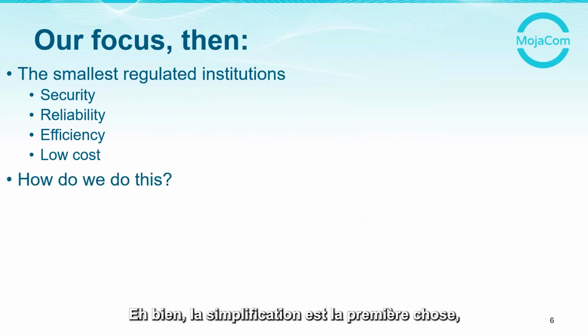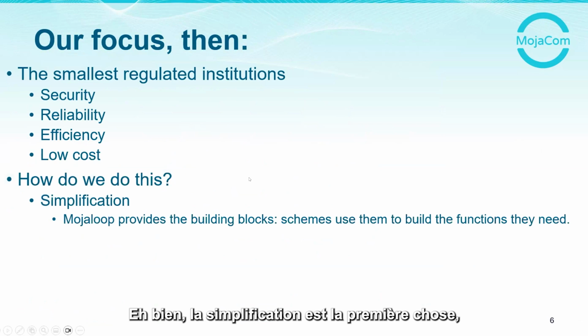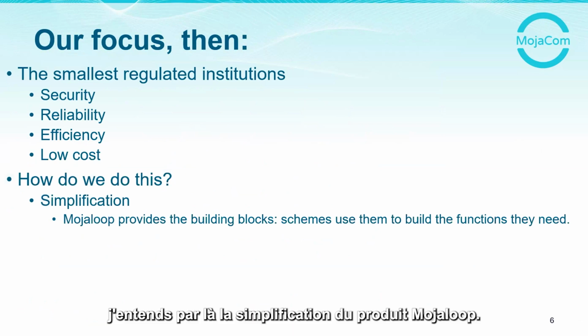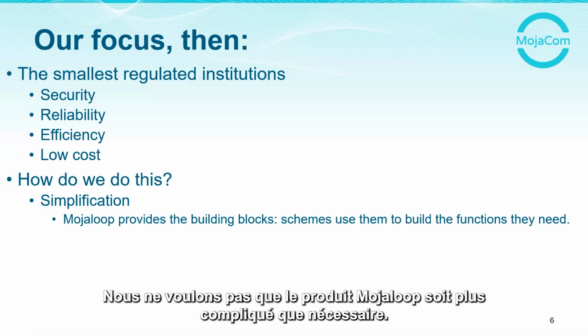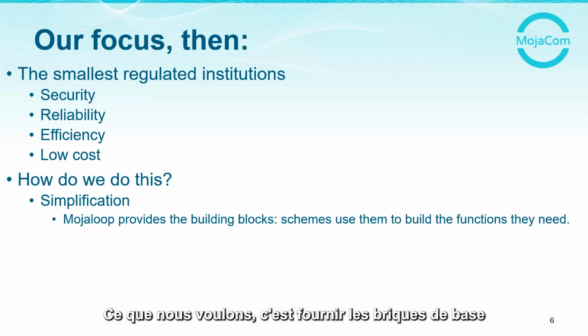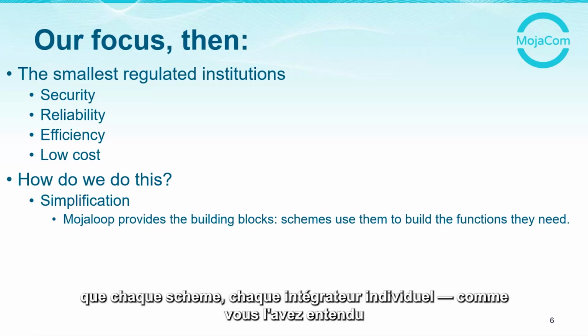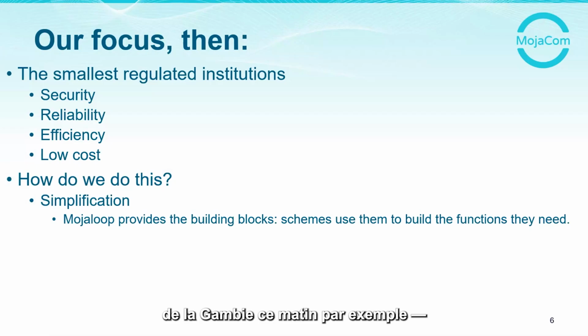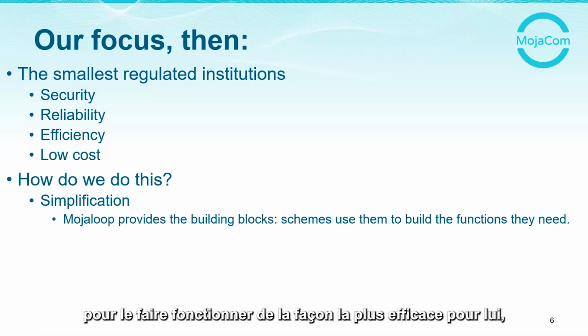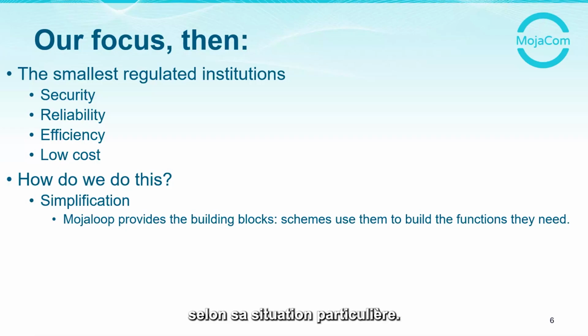So how do we do this? Well, simplification is the first thing. And by that I mean simplification of the MojaLoop product. We don't want the MojaLoop product to be any more complicated than it needs to be. What we want to do is to provide the building blocks that individual schemes, individual implementers, as you've heard from the Gambia this morning, for instance, can add to, change, and make work in the way that's most efficient for them and their particular situation.